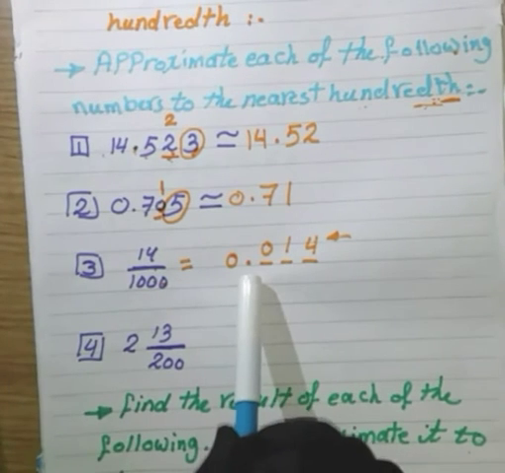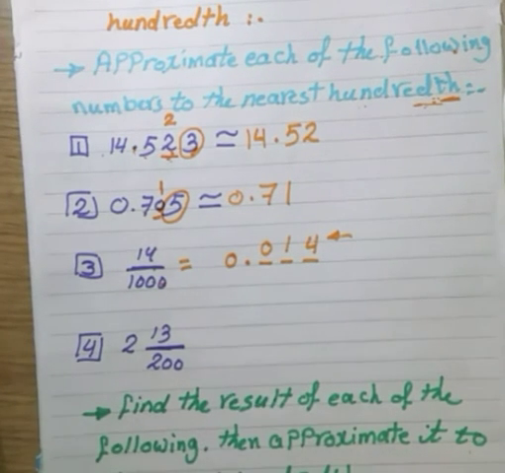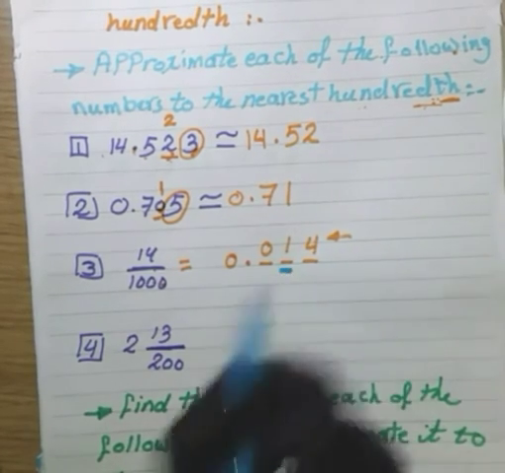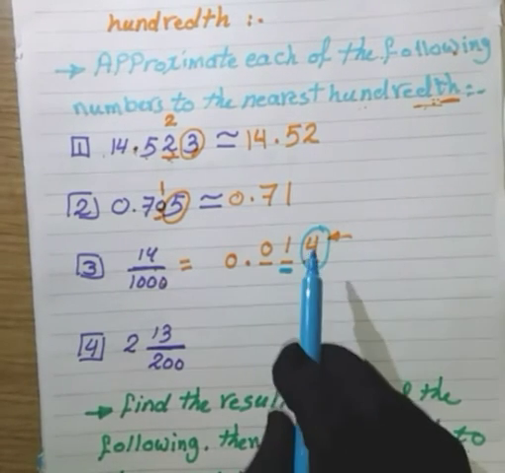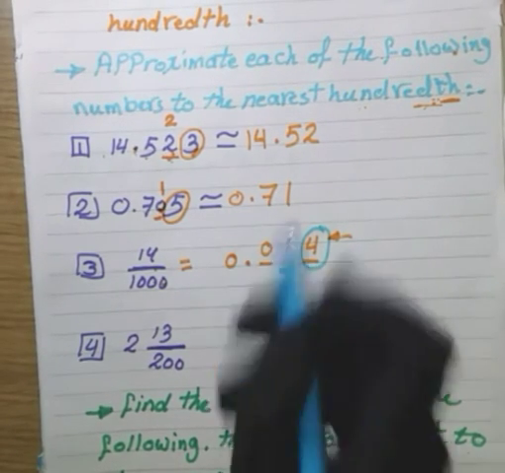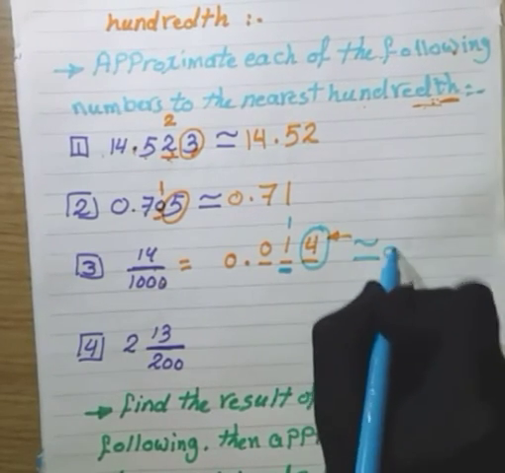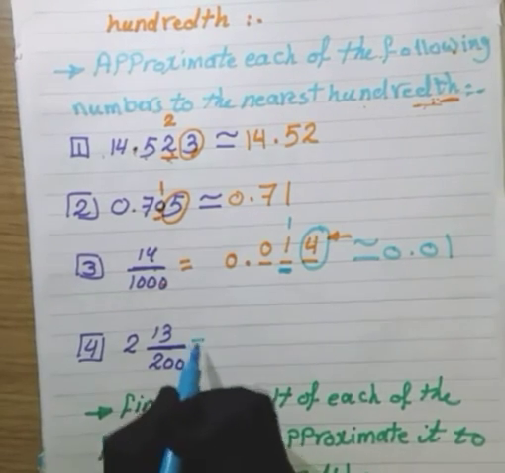Then I want now to approximate this number to the nearest hundredth. What is here the hundredth place? It is 1. So underline 1 and circle 4. Is 4 weak or strong? It is weak. So this 1 stays 1 as it is.